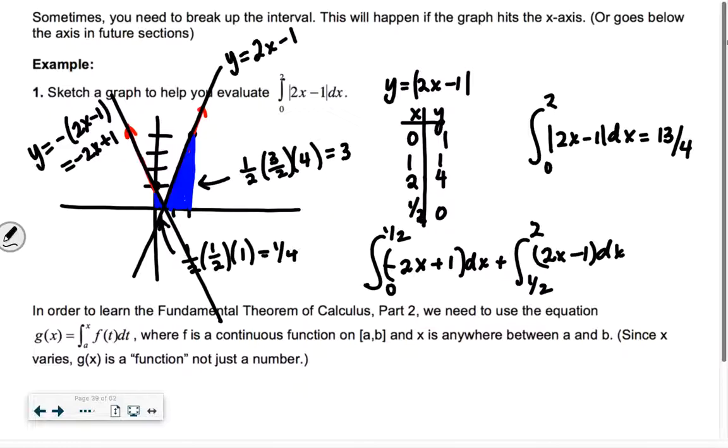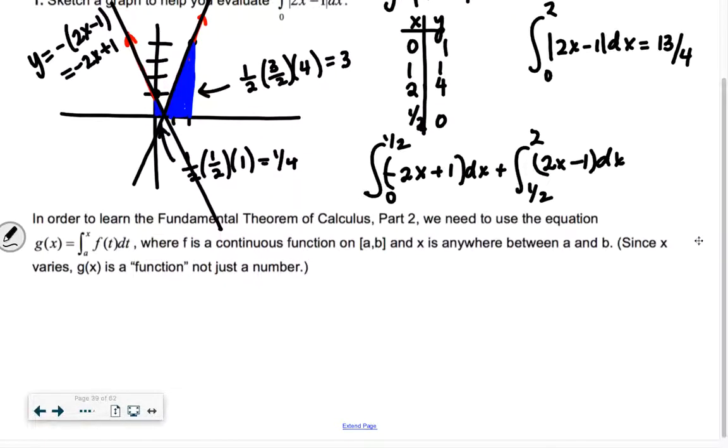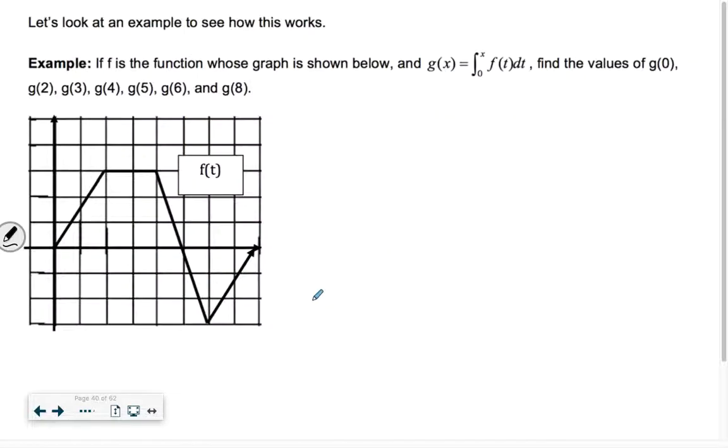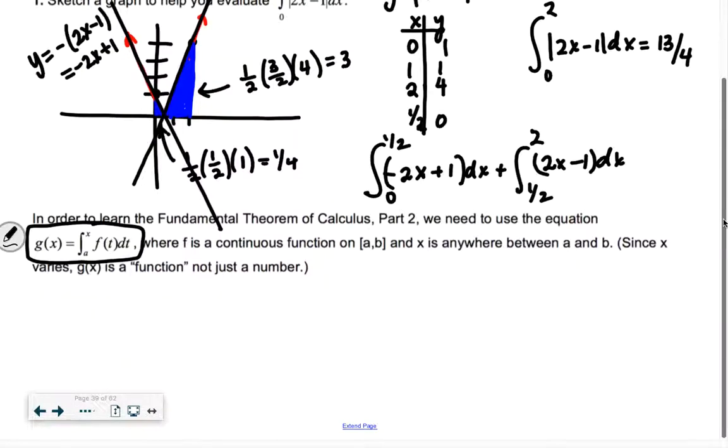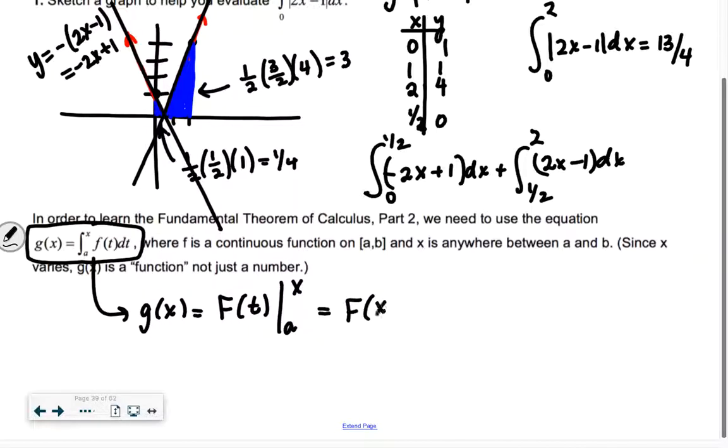All right, so in order to learn the Fundamental Theorem of Calculus Part 2, we need what's called an accumulation function. We talked about this yesterday, but some of you weren't here yesterday, so I'll go through this. If I integrate lowercase f into capital F going from a to x, that would be capital F of x minus capital F of a. That's what g of x is equal to.